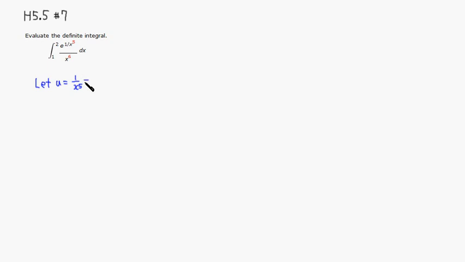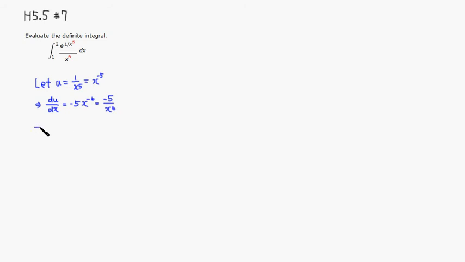I don't like fractions, so I'm going to write it as x to the negative 5 power. Usual drills: the derivative of u with respect to x is negative 5 in front, x, then subtract 1, so to the negative 6 power, which is negative 5 over x to the 6.